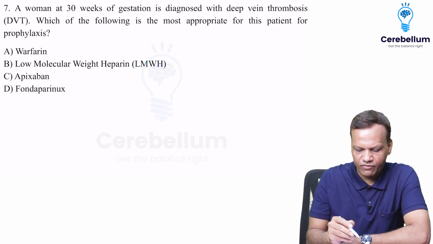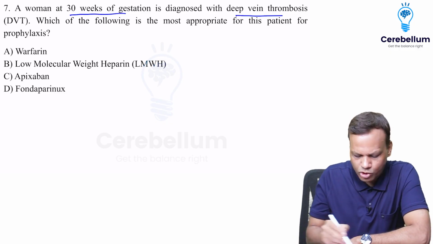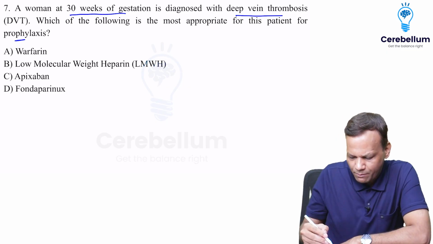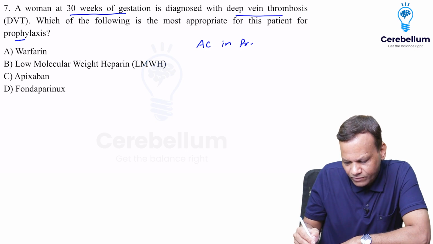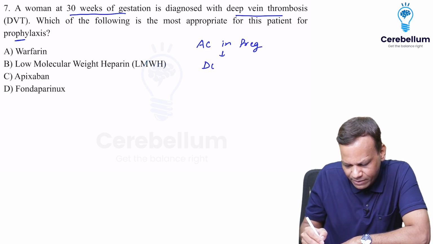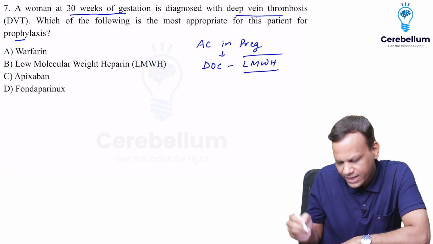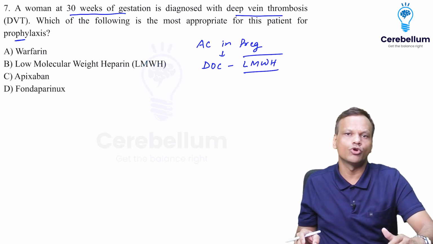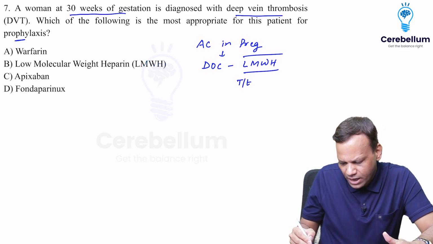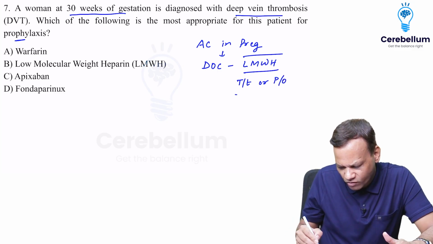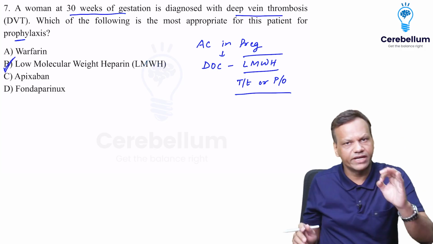Next question. A woman at 30 weeks of gestation is diagnosed with DVT. Which drug is most appropriate for prophylaxis? So remember, for anticoagulation in pregnancy, the drug of choice in every trimester is low molecular weight heparin. Unless any other problem is there, we should use low molecular weight heparin. For treatment of DVT and also for prophylaxis, we use low molecular weight heparin. So the answer is directly low molecular weight heparin.